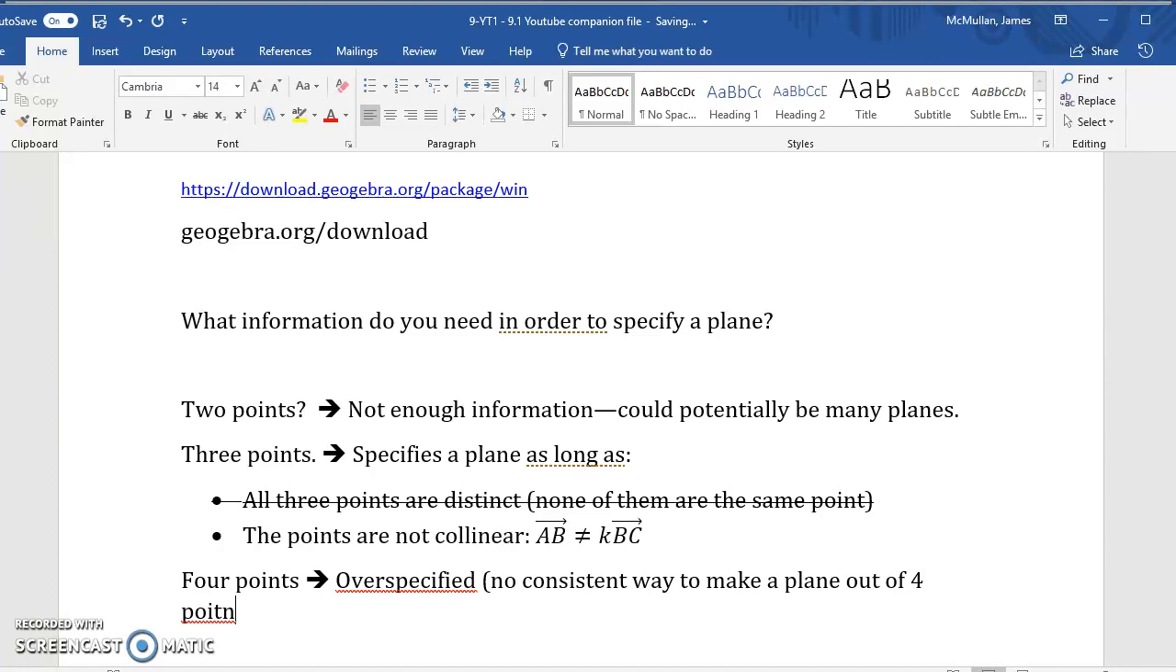Unless 2 of the points are collinear. Then you're really talking about just a 3-point situation again. So you can make a plane, right?